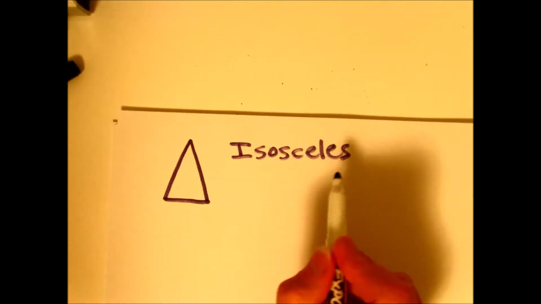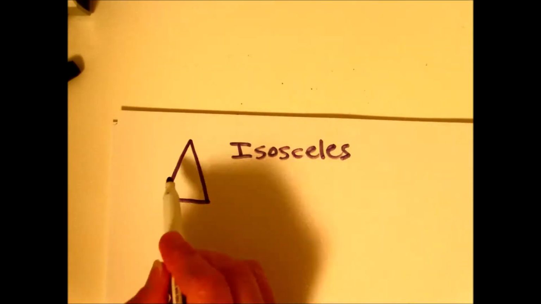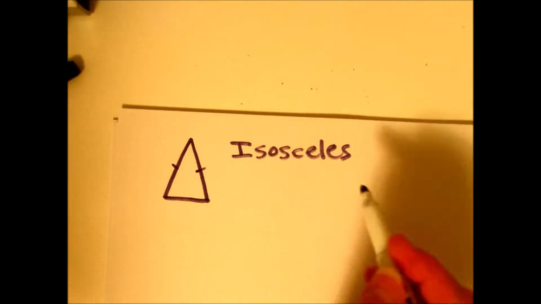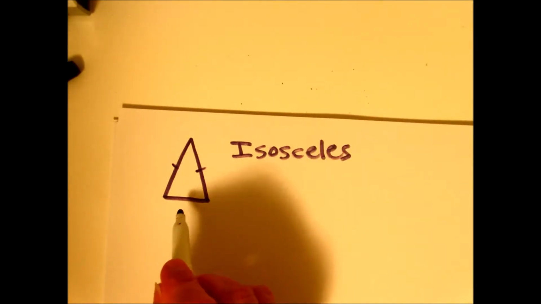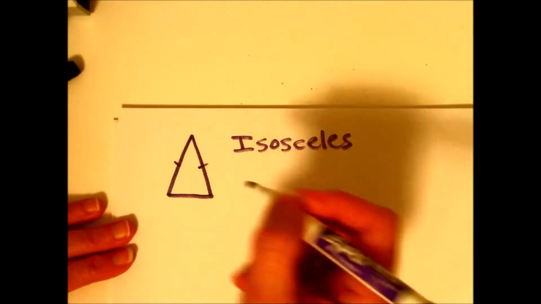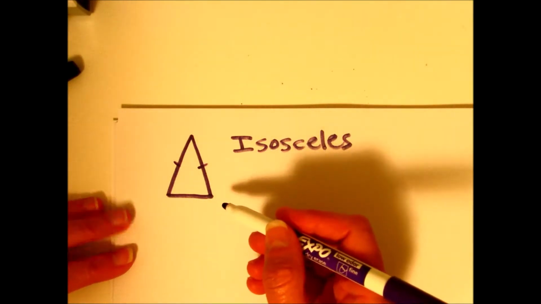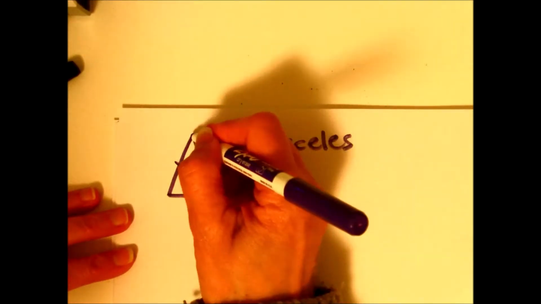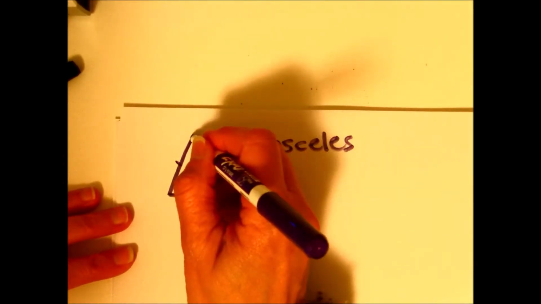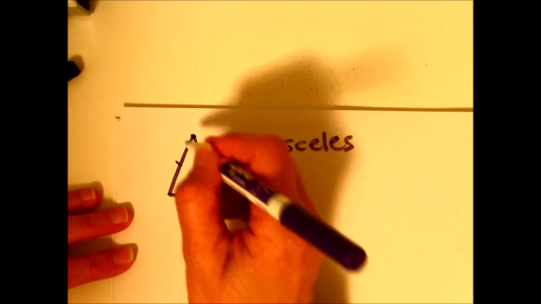The isosceles triangle has 2 equal sides. So these 2 sides are the same length. This third side is different. Now, it might be harder to see the height in an isosceles triangle like this one, but again, the height is going to be from the tippy top to the base.